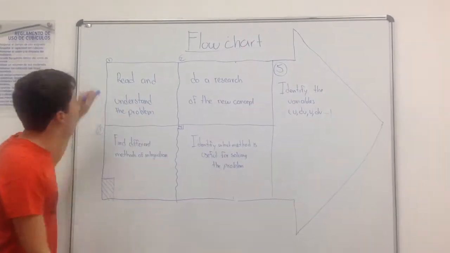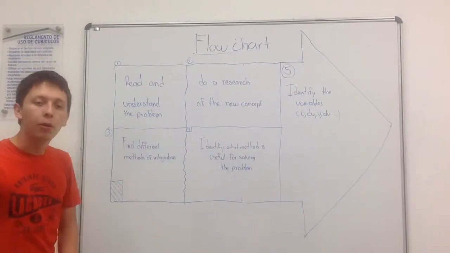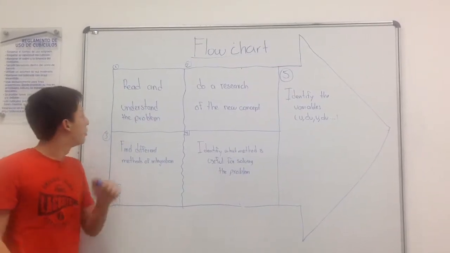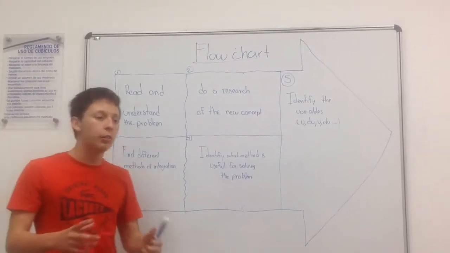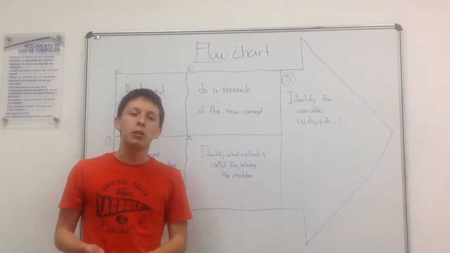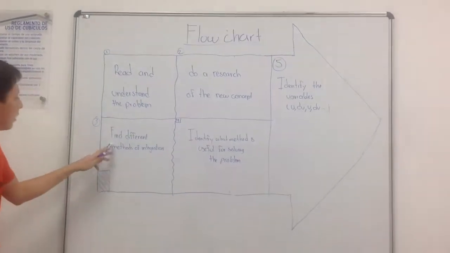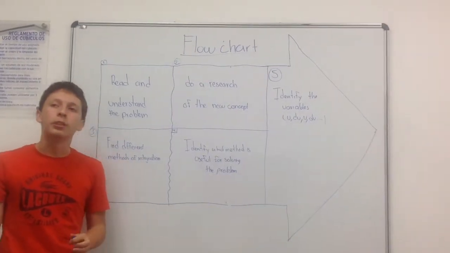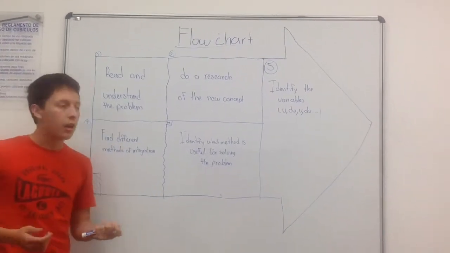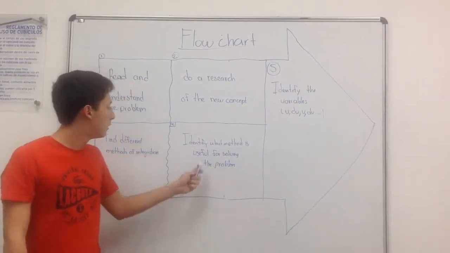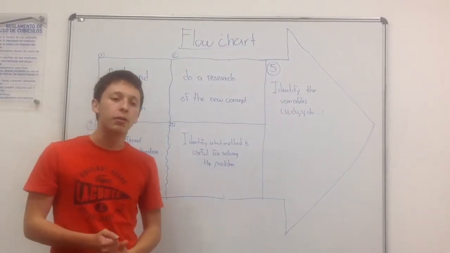Okay, here is our flowchart for solving our problem, which was number 2. First, we read and understand the problem. Then we do a little research on the new concepts that we don't understand, like the areas and things like that. Then we find different methods of integration, like by parts, and then we identify which method is useful for solving the problem.